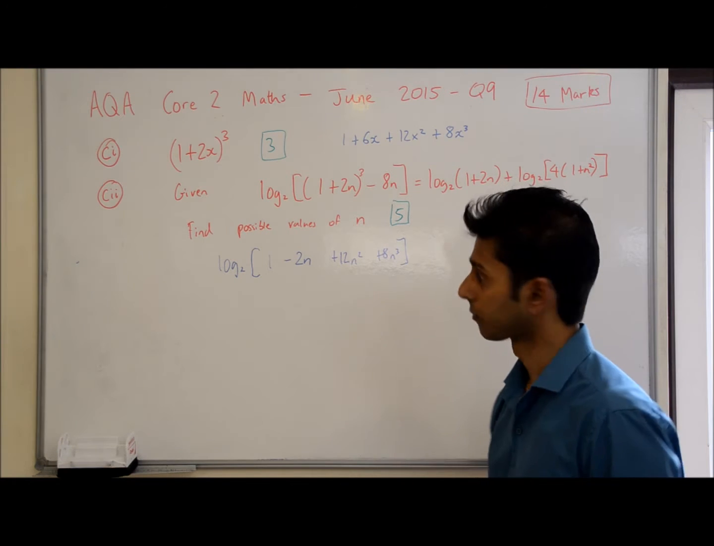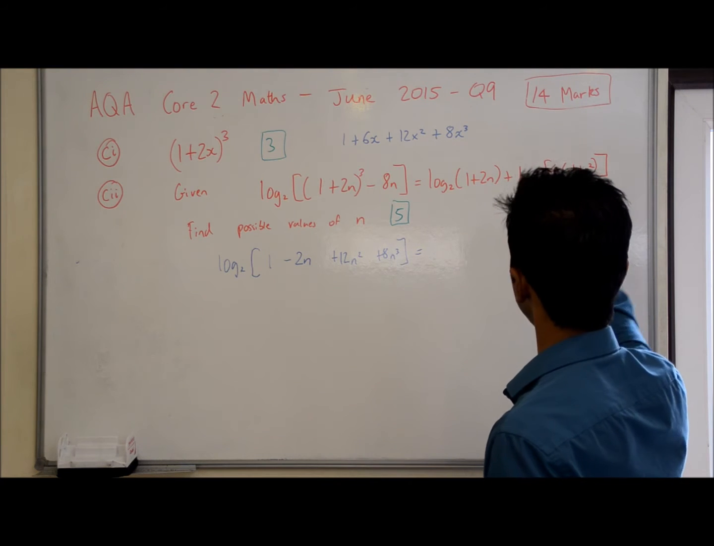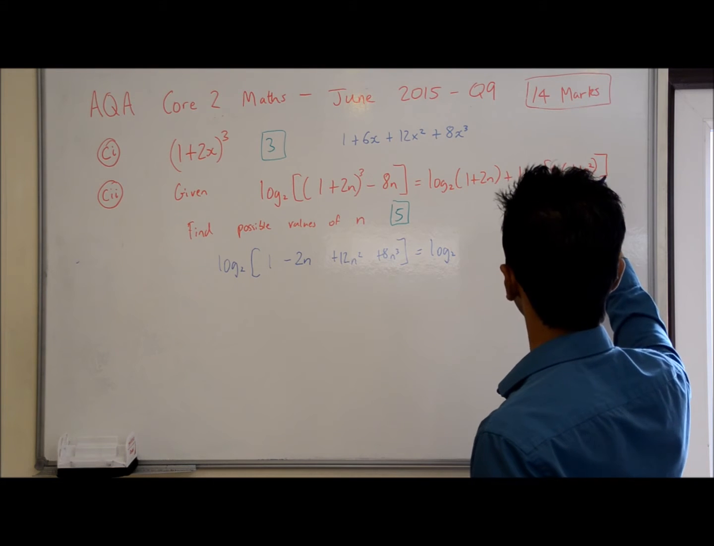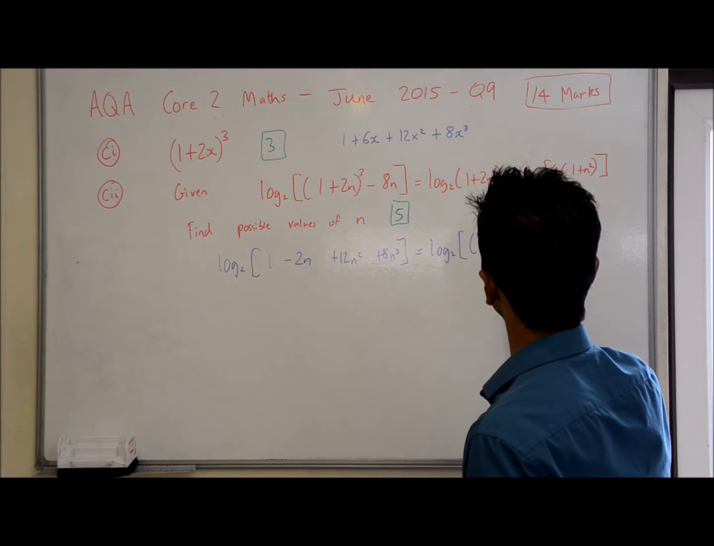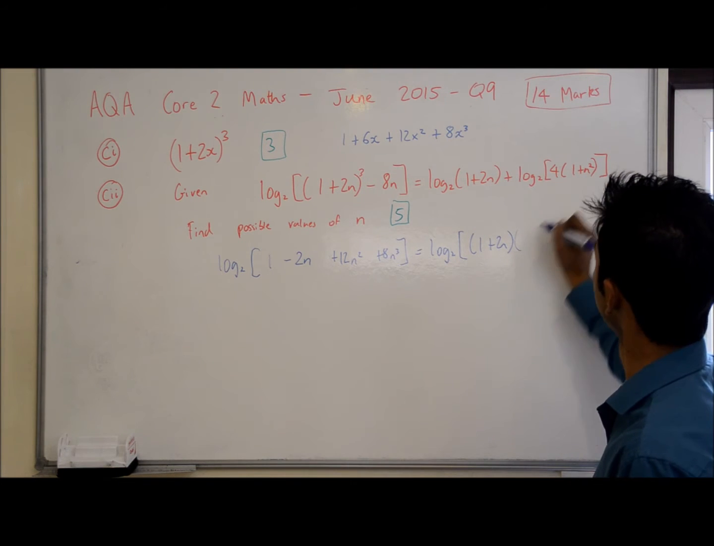So we've got this. And this is equal to log base 2 of that plus log base 2 of that, which is log base 2 of this multiplied by this. So that's 1 plus 2n. And if I multiply this out, I'll make it a little bit easier. So 4 plus 4n squared.